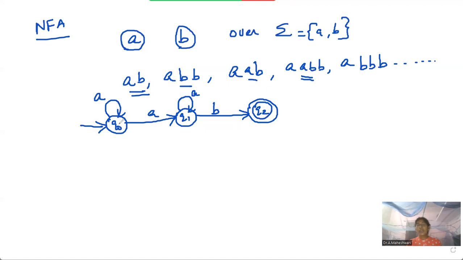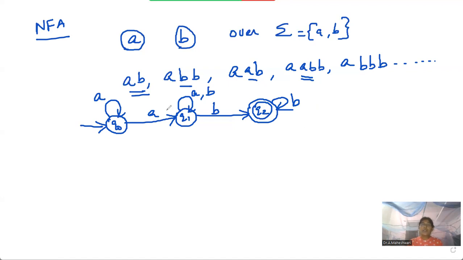A symbol. This one also, I can give A, comma B. In this place also, I can give A, comma B. But A is not allowed here. Why? Because the constraint is end with B, no? So we cannot give an A symbol, but I can give the B symbol.